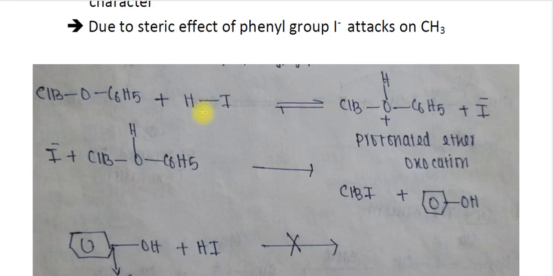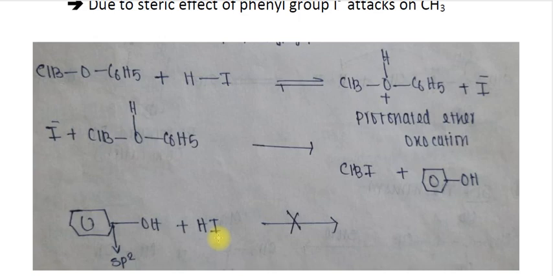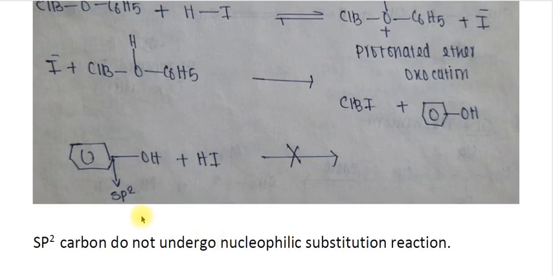Here some examples are given. CH3OC6H5 plus HI, and what is forming? Protonated ether oxonium is forming. That is the I minus plus CH3OC6H5, forming another compound, that means CH3I plus C6H5OH. Anyway, the benzene C6H5OH plus HI is not reacting.